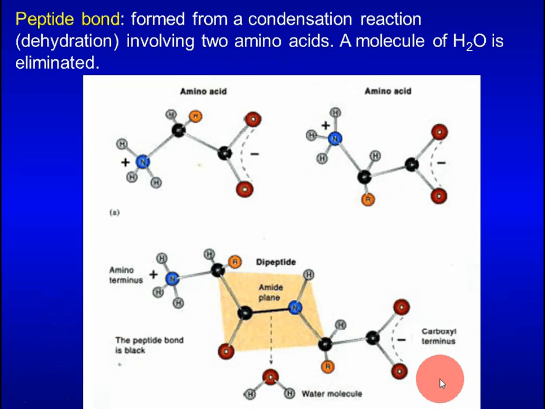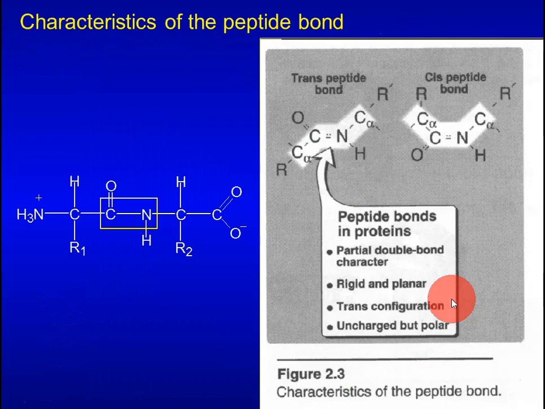For visual learners, formation of a peptide bond can be better represented by using a ball and stick model. A peptide bond has 4 characteristics. First, partial double bond character. As we know from organic chemistry, a double bond is not free to rotate. As a result, the carbon-nitrogen bond is not free to rotate.